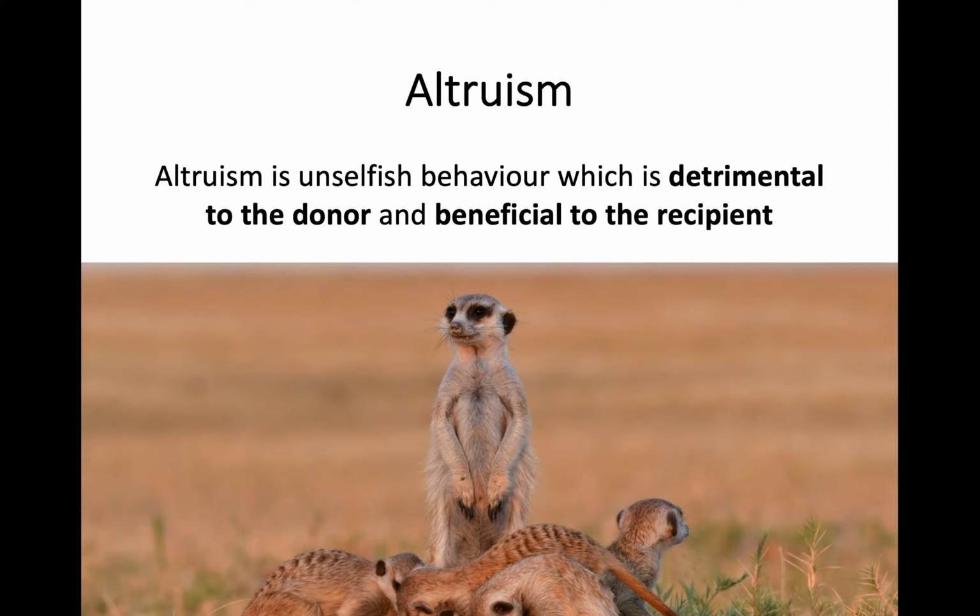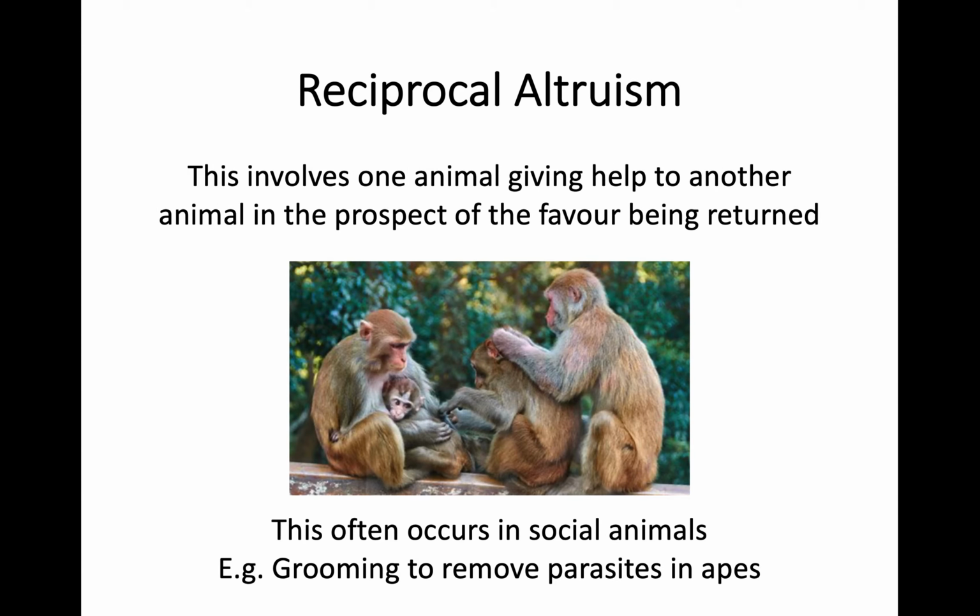So there's a lot of different animals in terms of these social structures who will exhibit altruism. This idea that they will put the group ahead of themselves individually. Now, there's two different main forms of this that we're going to look at, and you need to know the difference between them, although they are both altruism. The first is reciprocal altruism.